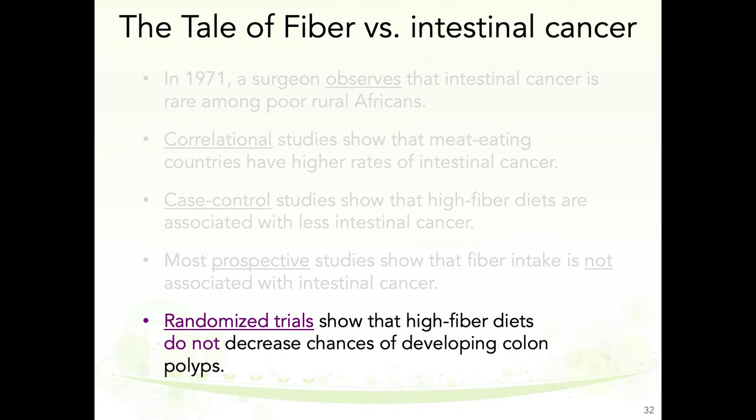So a colon polyp is a small cluster of cells in the colon lining. About a third of middle-aged and older adults have these polyps. The majority are harmless. Some may become cancerous. Okay, so the point is looking at adults randomly assigned to high or low fiber diets. It turns out they don't decrease chances of developing colon polyps. Suggests there's no effect. So which of the three causal stories that I started with best explain the results that were shown initially? I'll leave that as an exercise for you.